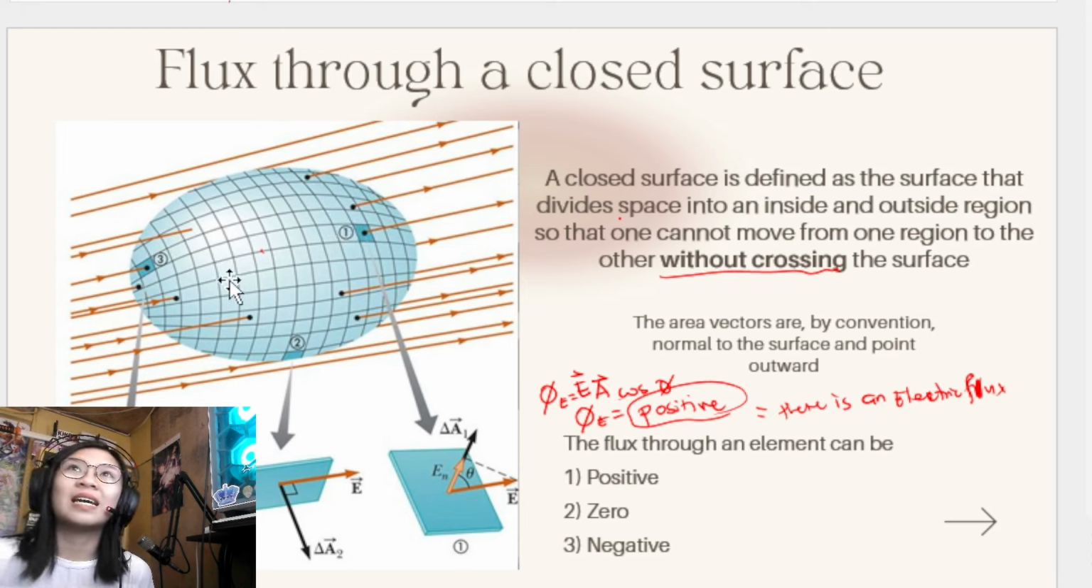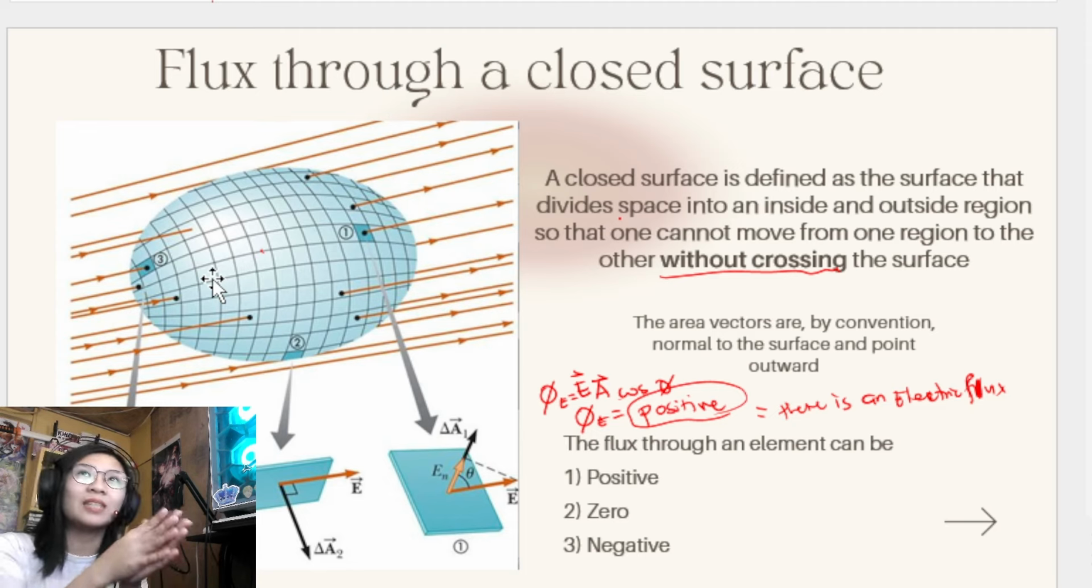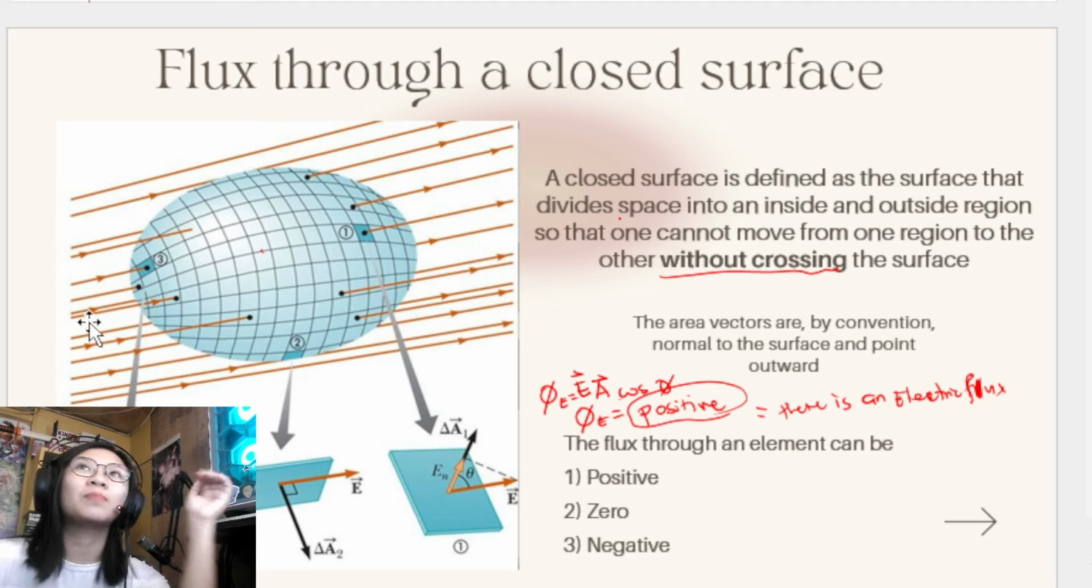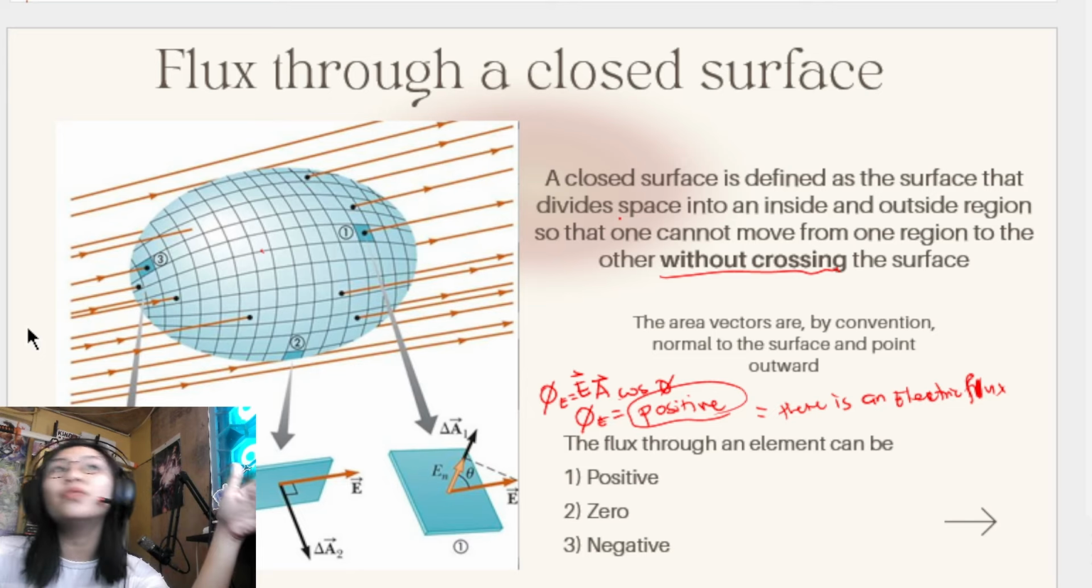So, for instance, we will pick three surfaces, a closed surface. A closed surface is defined as a surface that divides space into the inside region and the outside region. One cannot move from one region to the other without crossing the surface. If you want to penetrate a closed surface, you have to pass through its inside before you come out.